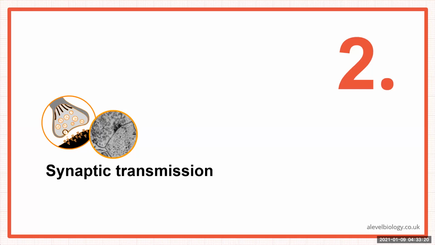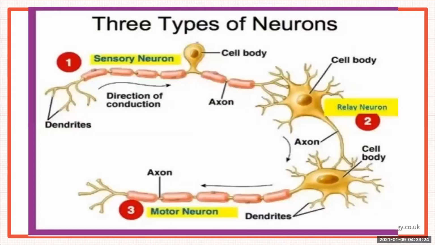All right then. In this part of the lesson, we are talking about synaptic transmission. So let's understand this picture first. Here you are looking at three types of neurons. This is the sensory neuron, right? And next to it, you are looking at the relay neuron. And then we have this motor neuron, this one here.